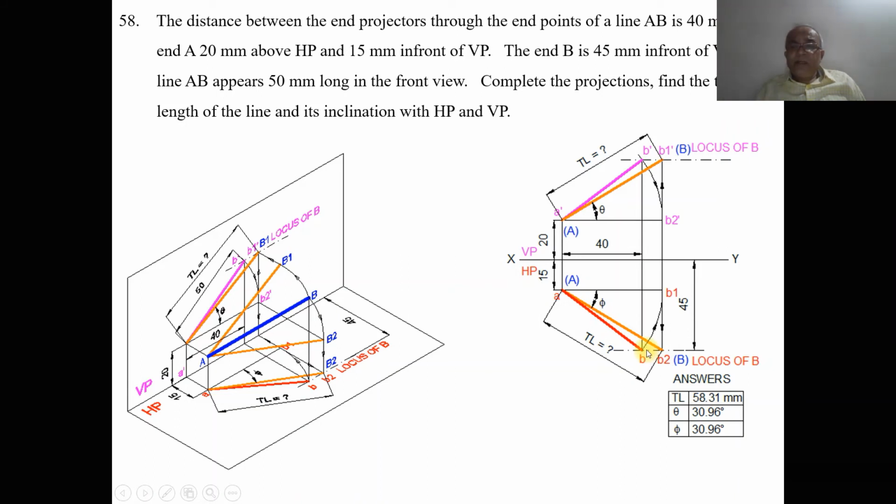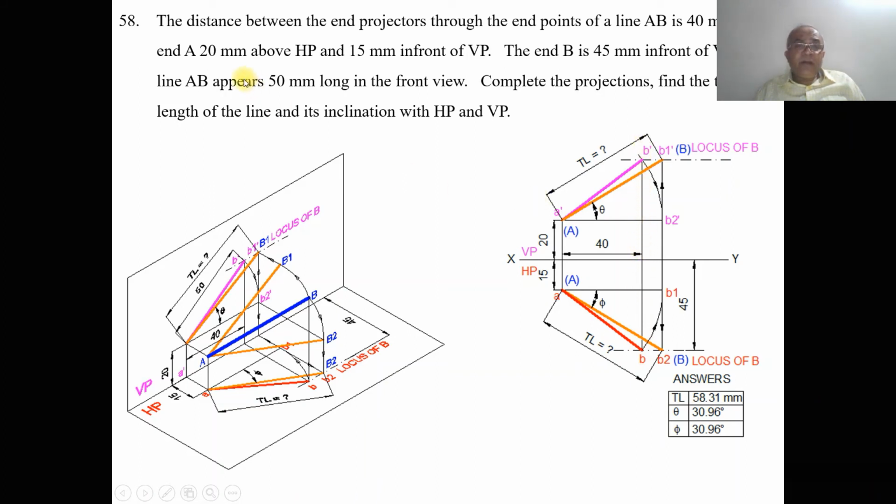A and B will be a dark line. Then, as we project the distance between the end projectors to the front view, we need to find the position of the point B dash. A dash is here, and the top view is AB. Its corresponding front view should be A dash and B dash. So the B dash point should lie on this end projector.